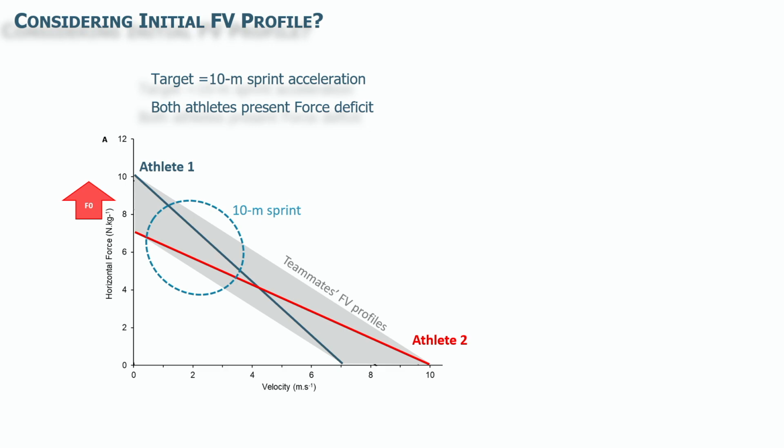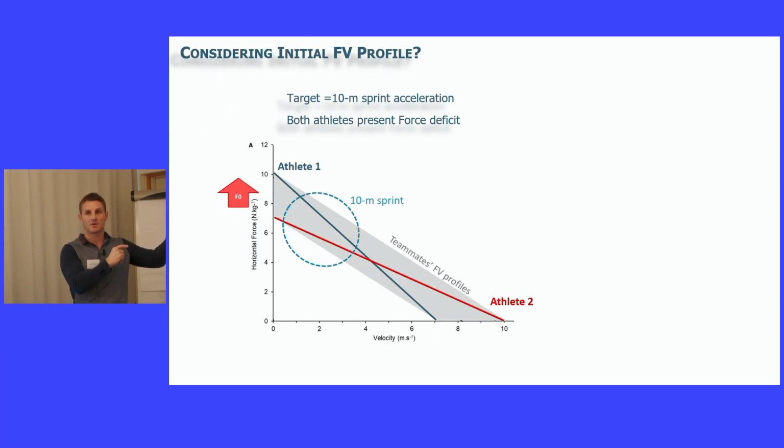So in this case, maybe it could be interesting to train athlete 1 in V0, because he presents a very low V0 value, and maybe the degree of adaptation will be easier to obtain in V0 compared to F0. For this situation, it could be more interesting for athlete number 1 to train V0 compared to F0, even if the optimal profile presents a force deficit for him.